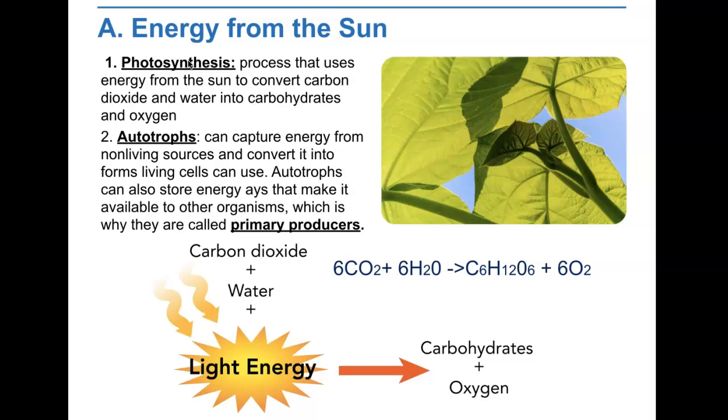Autotrophs can capture energy from non-living sources and convert it into forms living cells can use. Autotrophs can also store energy in ways that make it available to other organisms, which is why they are called primary producers. That energy powers the conversion of carbon dioxide and water into energy-rich carbohydrates such as sugars and starches. Photosynthesis produces oxygen that is released into the atmosphere and removes and stores carbon dioxide. Without photosynthesis, there would be no oxygen to breathe.